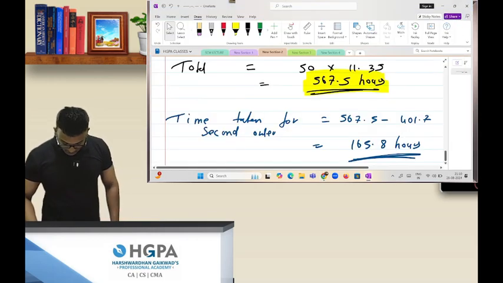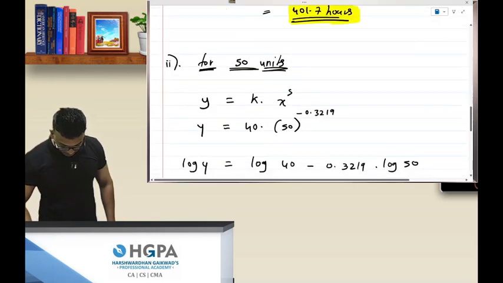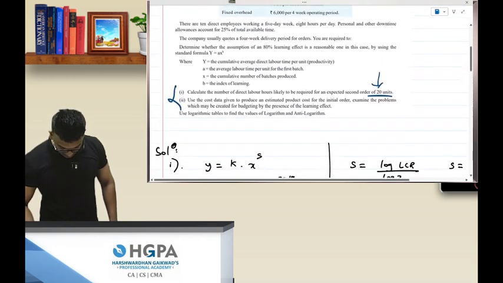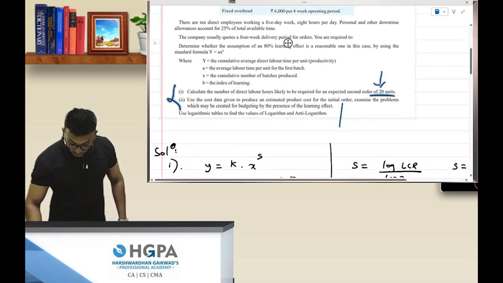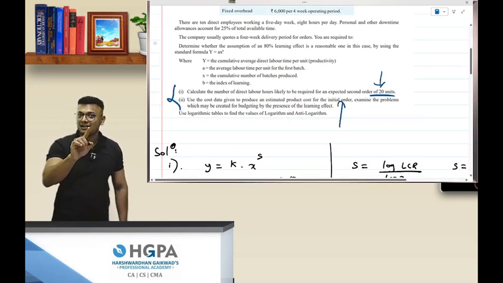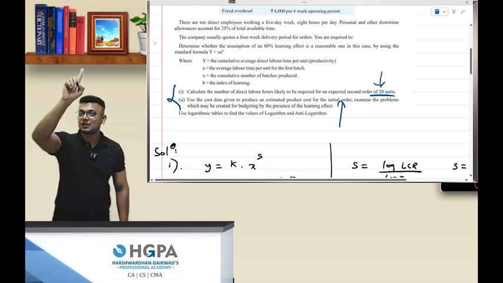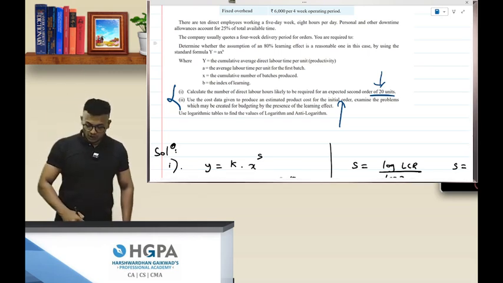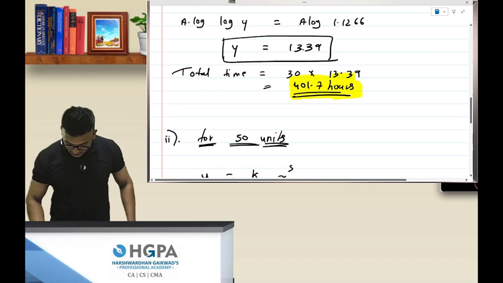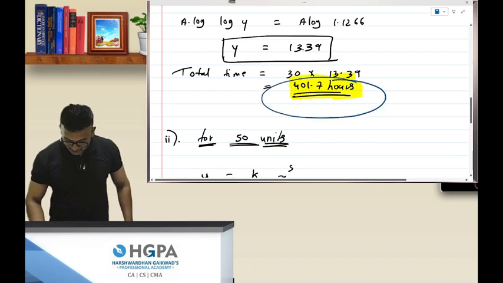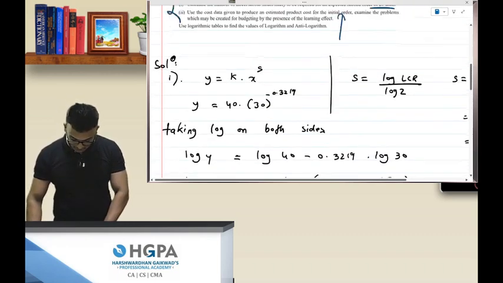What's the second question they've asked you? Use the cost data given to produce an estimated product cost for the initial order. Now they are talking about the initial order of how much units? 30. You need to compute the cost. I think it's pretty simple. For the initial cost, you will take only this into consideration, 401.7. So can we do it?